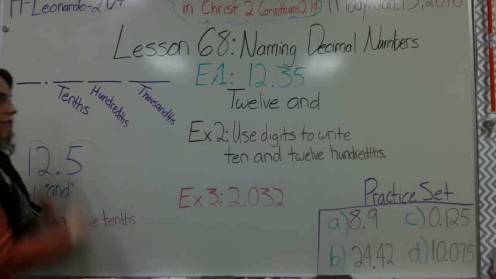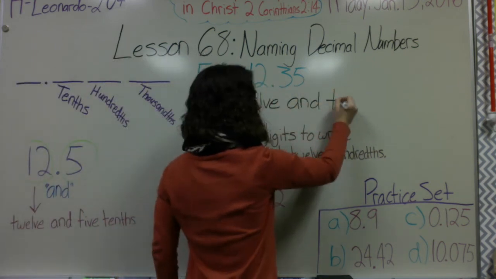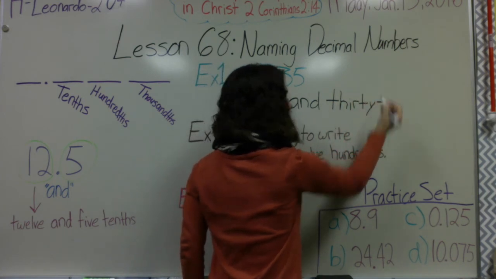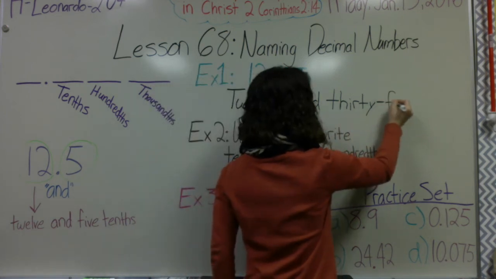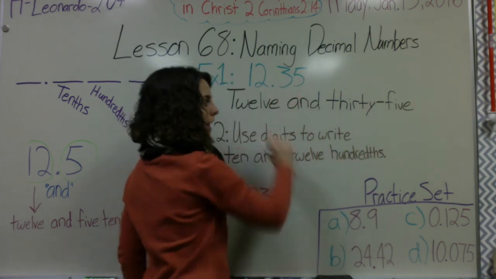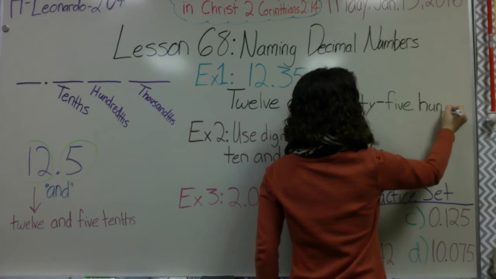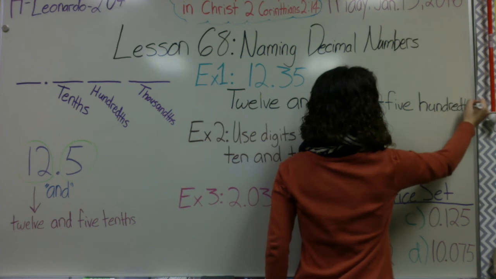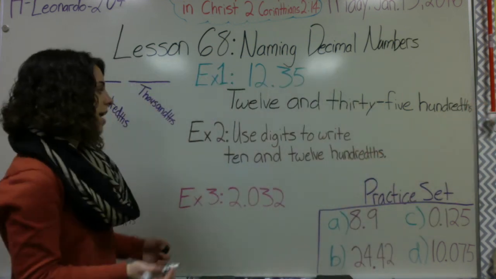This is just 5. This is 35. So I'm going to say 12 and 30, with a hyphen in between numbers 21 through 99, still 35. And then I say the very last place value. My 5 is in the hundredths place. So I say 35 hundredths. It's very tight to see, but it does say 12 and 35 hundredths.